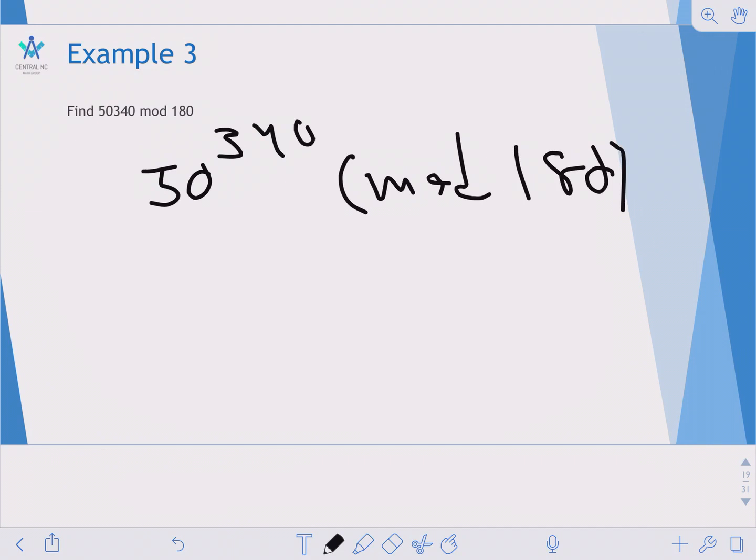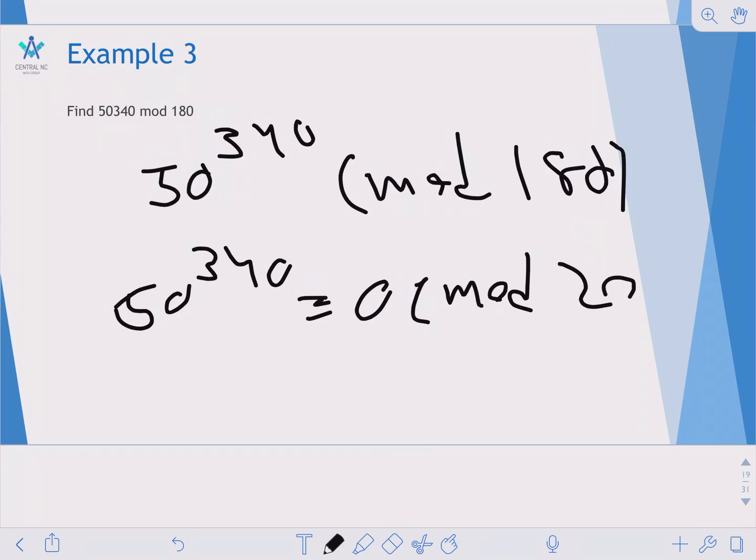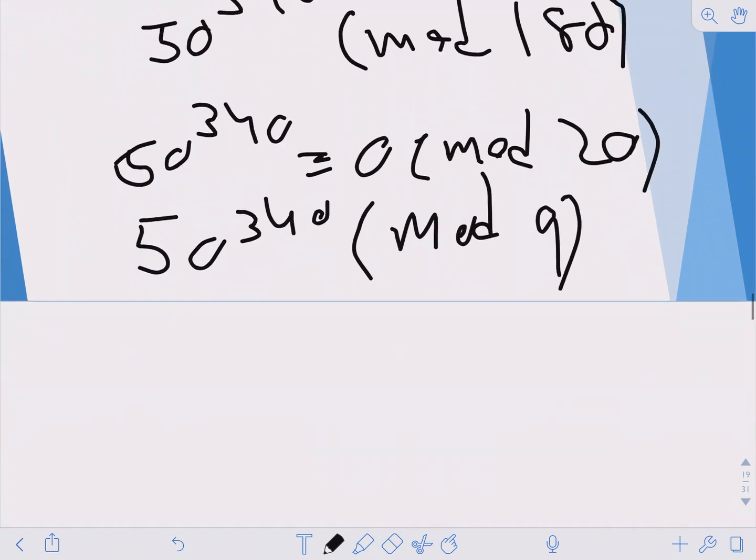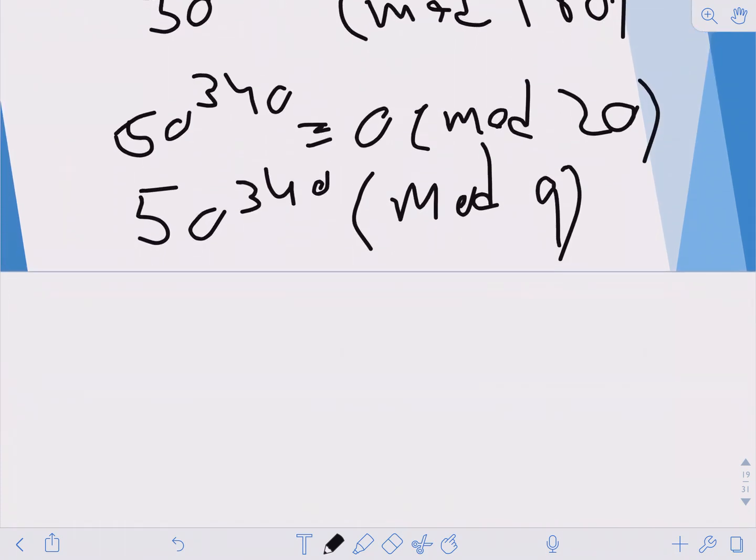And that will go as follows. 180, we'll split it into 20 and 9. 50 to the 340 is congruent to 0 modulo 20. It's not too hard to see. So we just need to figure out 50 to the 340 modulo 9 so we can finish with Chinese remainder. Now, 50 becomes what? Minus 4. So 50 is congruent to minus 4 modulo 9.